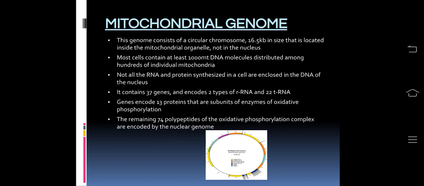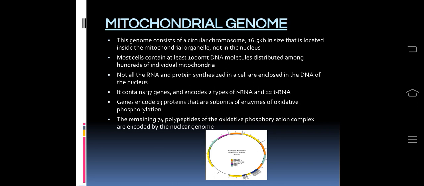Once again, I am going to read this. Mitochondrial genome. This genome consists of a circular chromosome that is located inside the mitochondrial organelle, not in the nucleus. Most cells contain at least 1000 mtDNA molecules distributed among hundreds of individual mitochondria.